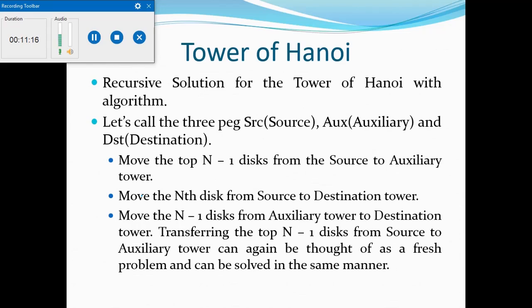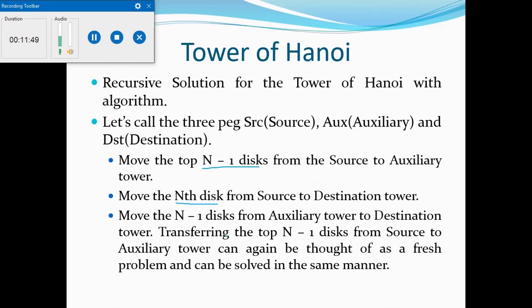Move the top n minus 1 disks, I am repeating again, from the source to the auxiliary tower. That we have seen, we have done the same way. Move the nth disk from source to destination tower, and whatever n minus 1 disks are residing in the auxiliary tower, move to the destination tower. What are the steps? Step number 1: move the top n minus 1 disks from source to auxiliary tower. Step 2: move the nth disk from source to destination tower. Step 3: move the n minus 1 disks from auxiliary tower to destination tower.